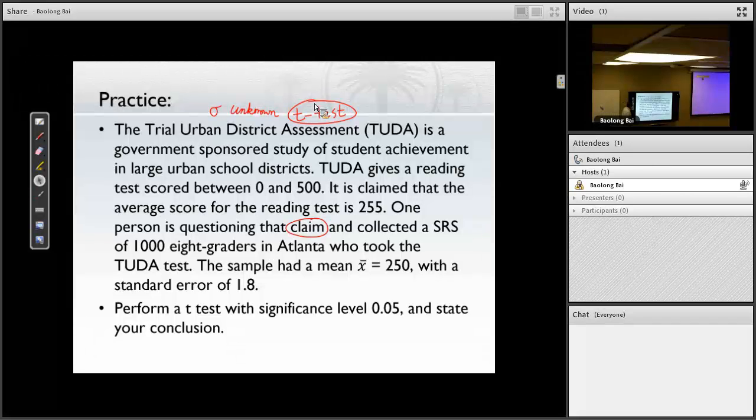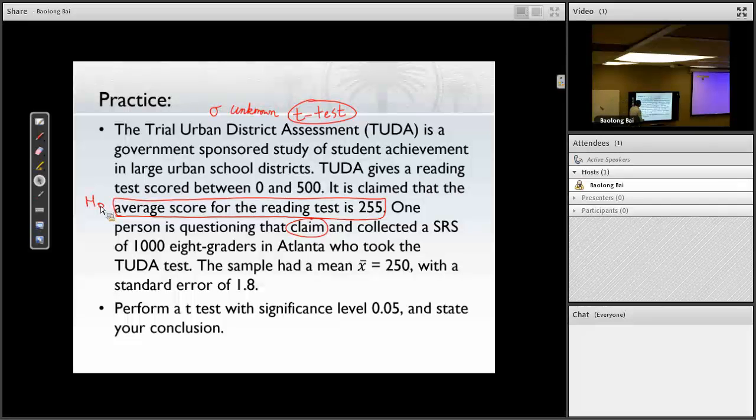And we're given, so the claim is right here. The average score for the reading test is 255, right? So this claim will be a hypothesis. Now what kind of hypothesis is this? Is this null hypothesis or alternative hypothesis? Obviously this is a null hypothesis, right? It's stating something being the same, right? The average score is the same as 255, right?